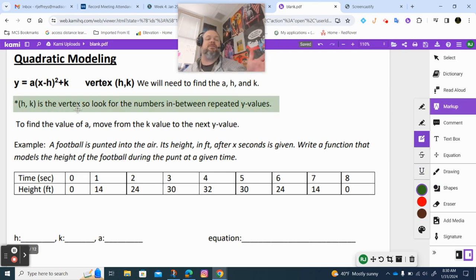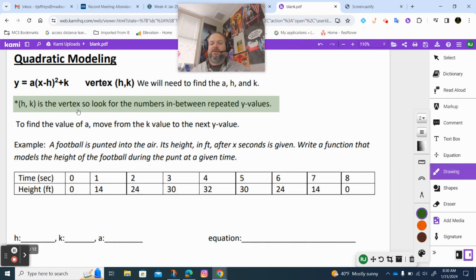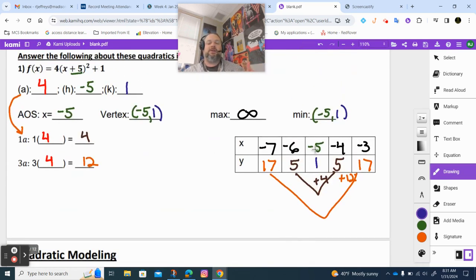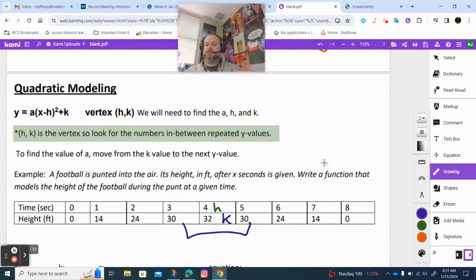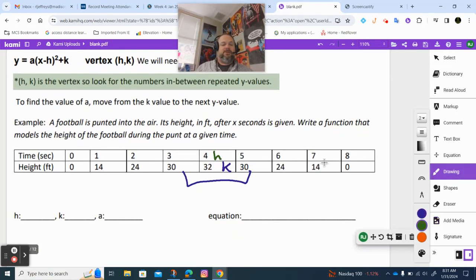So we want to look for the numbers in between the repeated y values. If we're going 0, 14, these two repeat, right? 30 and 30. Believe it or not, the number between them is our h. This is our k. And it's super similar to what we just had when we were doing our 5 points to graph. The plot thickens. So we have our h value of 4 and our k value of 32.